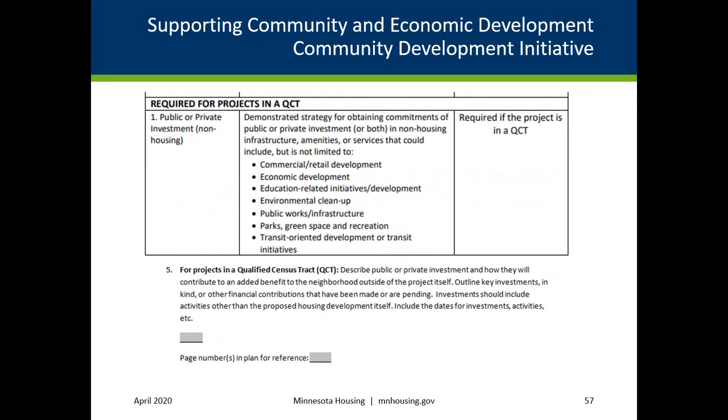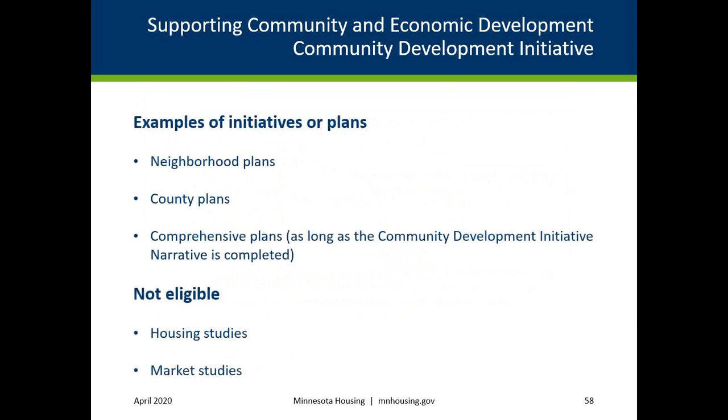Successful completion of documenting a project's eligibility for points in this scoring criterion is required to claim points in the QCT Community Revitalization and Tribal Equivalent Areas selection criterion that will be discussed shortly. Eligible initiatives or plans could include neighborhood plans, county plans, or comprehensive plans. Comprehensive plans will not count on their own. Applicants must submit an acceptable Community Development Initiative narrative as a supplement, including all updates and supporting documentation described on the previous slides. Housing and market studies are not eligible.